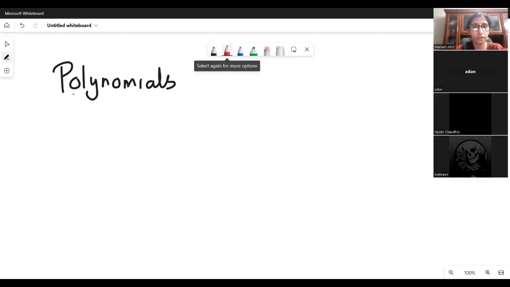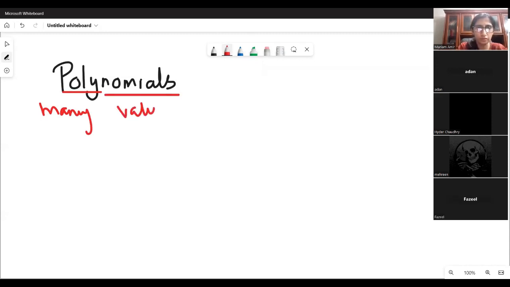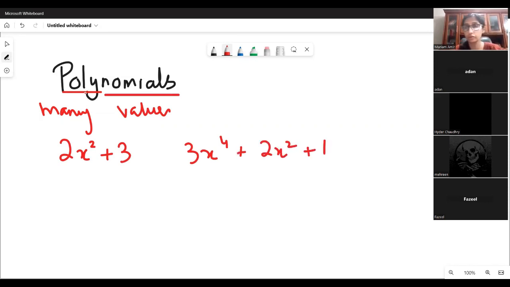अच्छा, polynomial होता क्या है? Poly means many and nomial means, I think, values. मेरे ख्याल से ऐसे कुछ था honestly. अच्छा, many value means like for example 2x square plus 3. It has more than one expression combined together, so this is a polynomial. Similarly, 3x power 4 plus 2x square plus 1 is also a polynomial. 3 expressions being added together makes a polynomial.